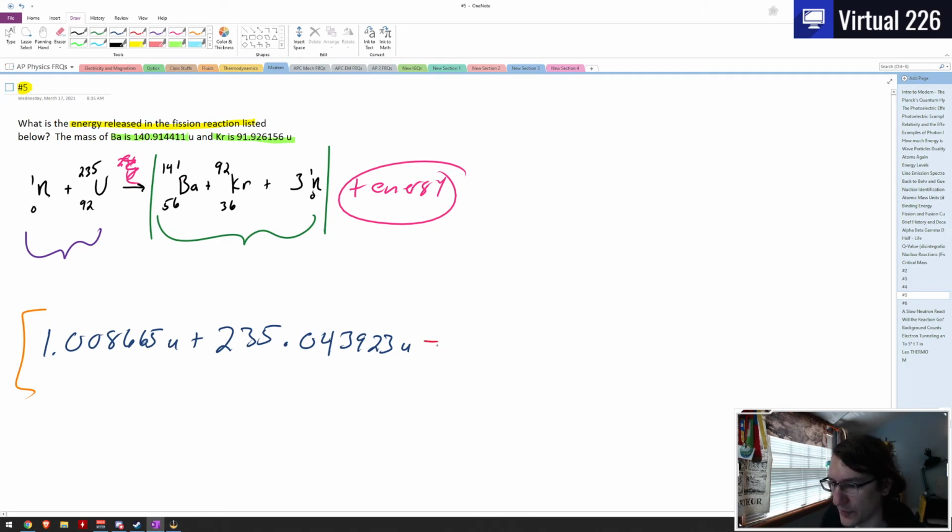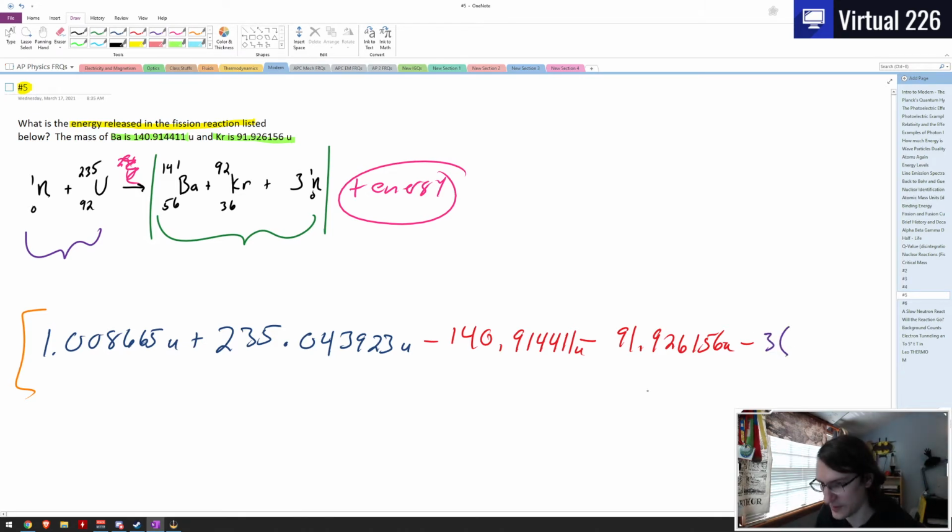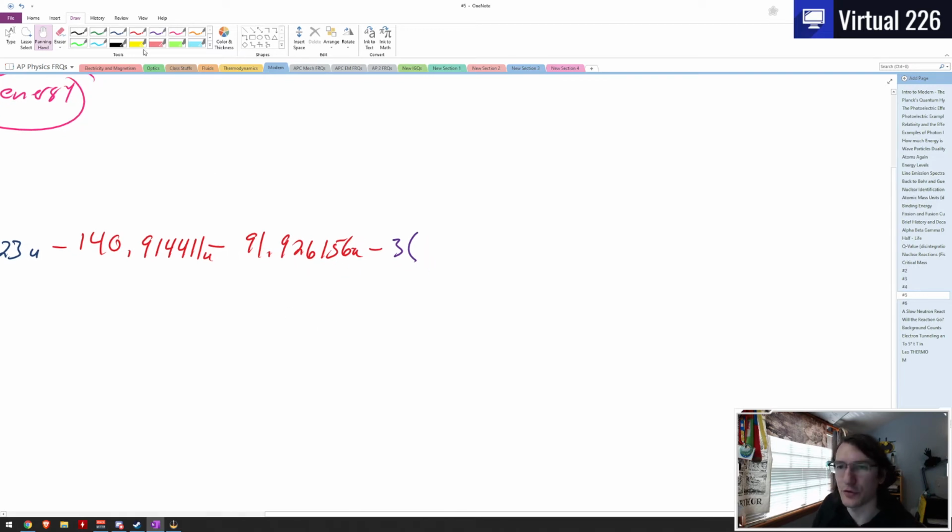Now we're going to subtract all of the things we get on the product side, or these daughters here. So minus, and then our barium is listed for us. It's 140.914411, minus the krypton, which is 91.926156. All of these are in atomic mass units. And then minus, and this is a little annoying here, it's going to be 3 times the neutrons, because there are 3 neutrons that we have. So it's going to be 3 times the 1.008665 atomic mass units, okay? And then I'm going to close this bracket.